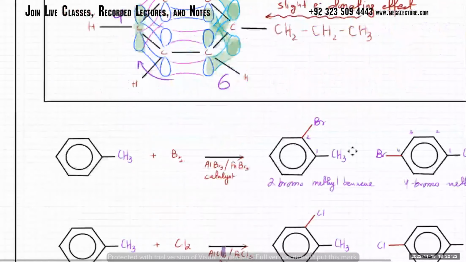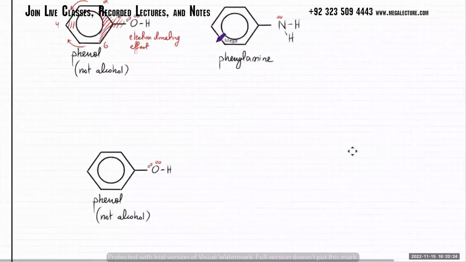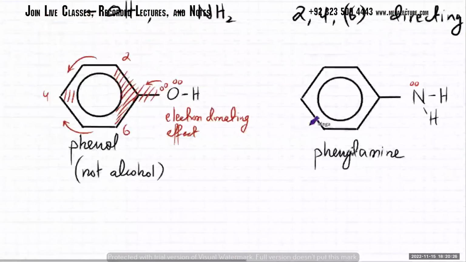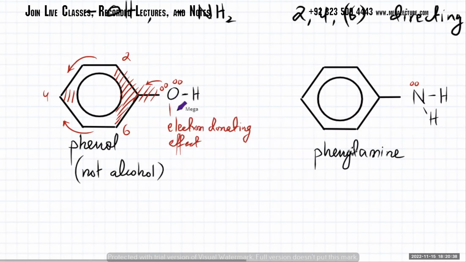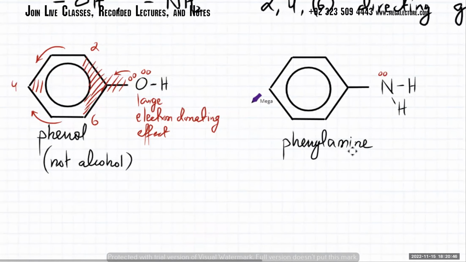Now the question is, same situation, but there's a very large electron donating effect. Is that clear? यस सर. क्योंकि अब तो उसके पास it's got spare electrons. ठीक है, so this one is going to be a very large electron donating effect. And the same thing happens with NH2 as well. ठीक है, it's again 2, 4, 6 directing.